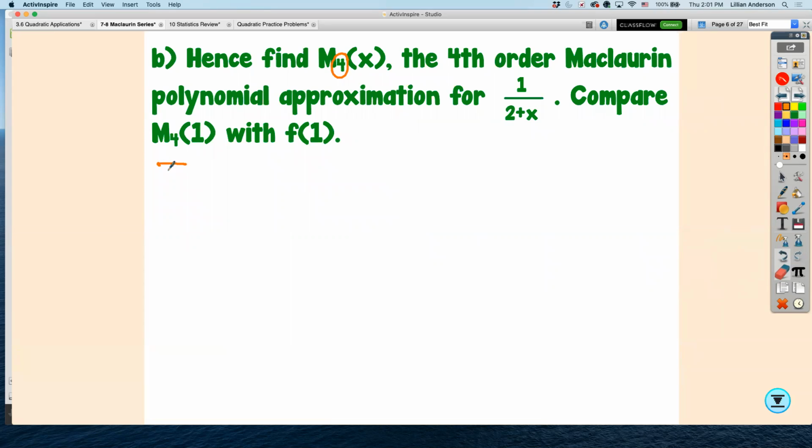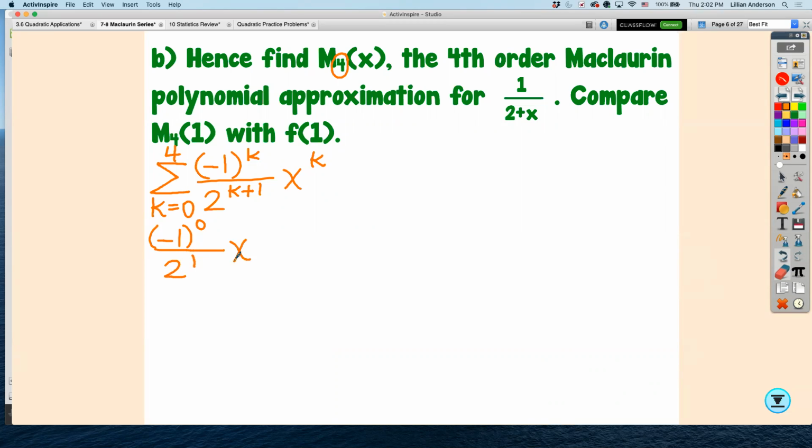So let me copy this over. Was it k plus 1? Thank you. All right. So now we have to do the sum from 0 to 4. That means I'm going to plug in 0 for k, 1 for k, 2 for k, 3 for k, 4 for k, and add them up. And then I'm going to get my polynomial approximation that way. So here we go. It's -1 to the 0 power, 2 to the first power, x to the 0 power.